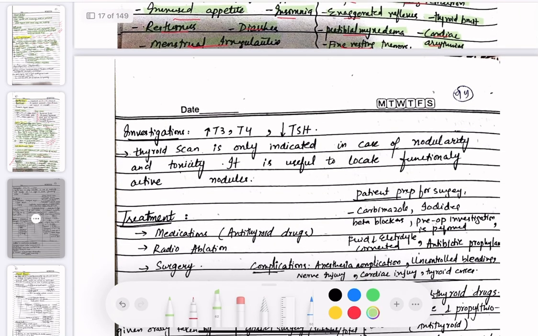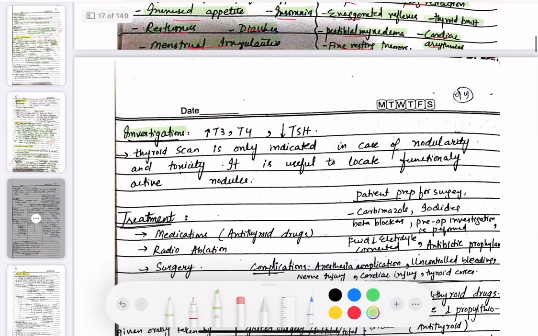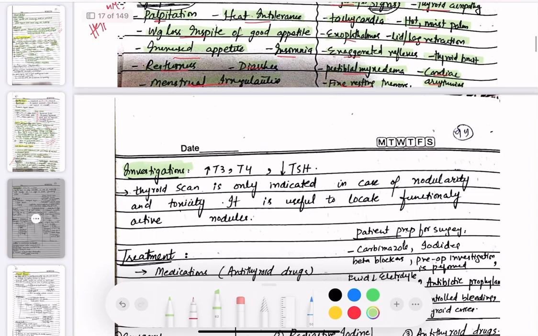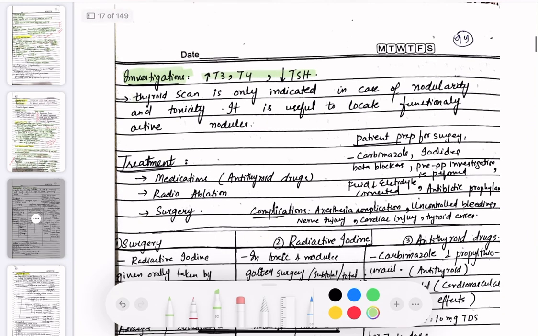Now these are the investigation options done in case of toxic multinodular goiter or Graves' disease. There will be increased T3 and T4, and reduced TSH. Thyroid scan is only indicated in case of nodularity and toxicity. It is done to find if any nodules are present and if there is any toxicity, and it is useful to look at the functionally active nodules.